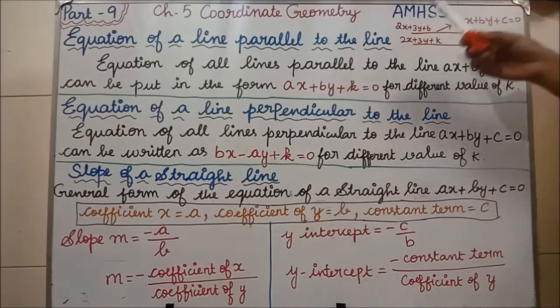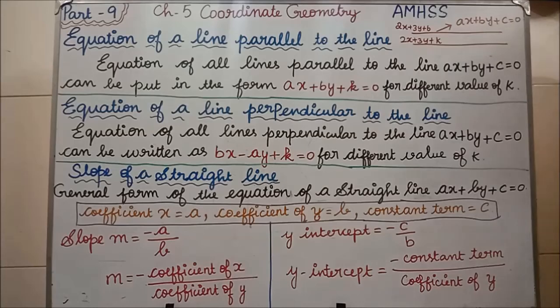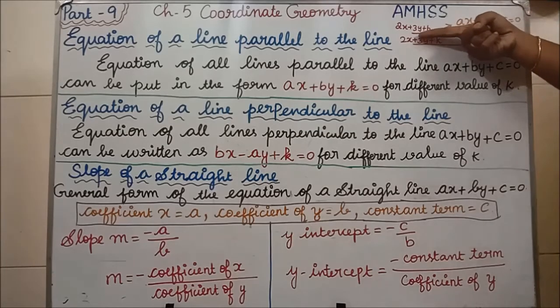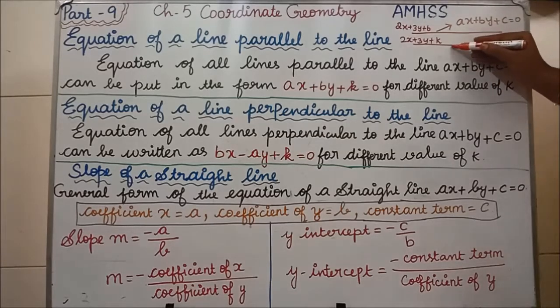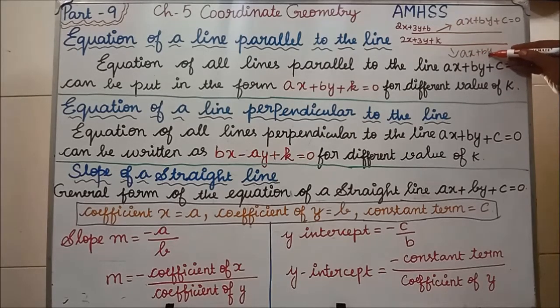Equation of a line parallel to the line. Which means, now consider this is our straight line. The straight line equation will be in what form? ax + by + c = 0. To this straight line, if you are drawing any parallel line, how will this parallel line equation be? See, this equation again: ax + by + k = 0. Clear? This straight line equation is ax + by + c = 0.